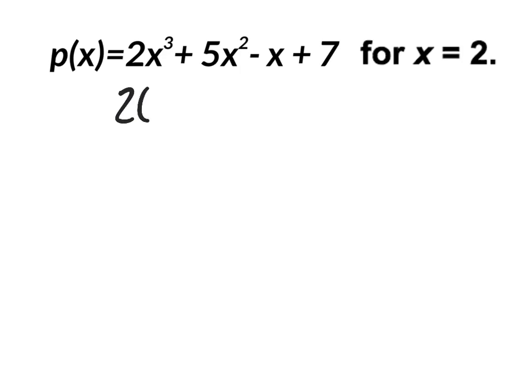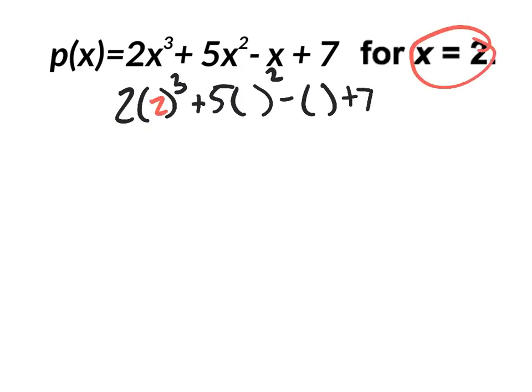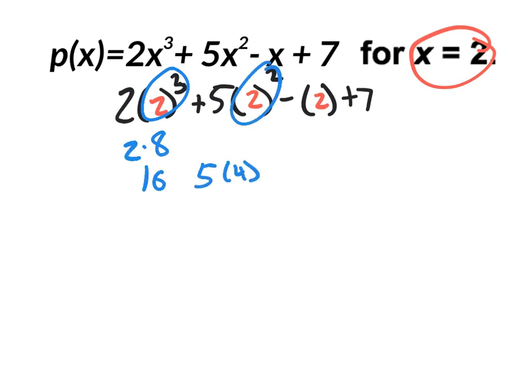You'd go 2x to the third plus 5x squared minus x plus 7. And of course, your x is 2, so you'd have a 2 right here, a 2 right there, and a 2 right there. Let's do the math here. Squares first, right? 2 to the third is 8. 8 times 2 is 16. 2 squared is 4. 5 times 4 is 20. So we have 16 plus 20 minus 2 plus 7.